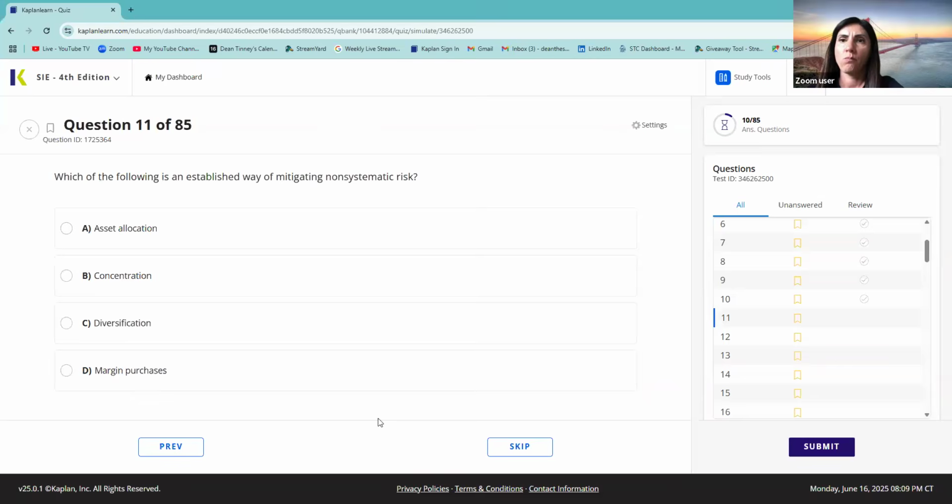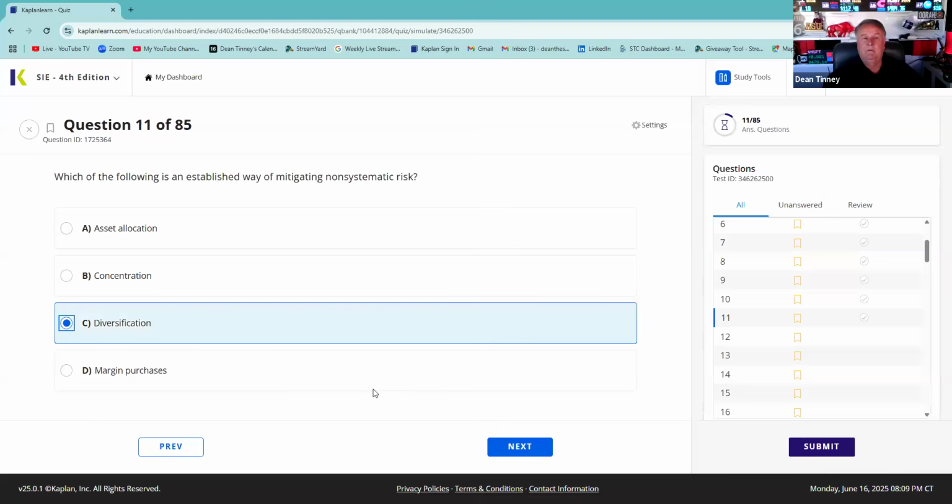What is an established way of mitigating non-systematic risk? This is very much a test question. Asset allocation, concentration, diversification, margin purchases. Diversification. Right on. This is also known as selection risk.